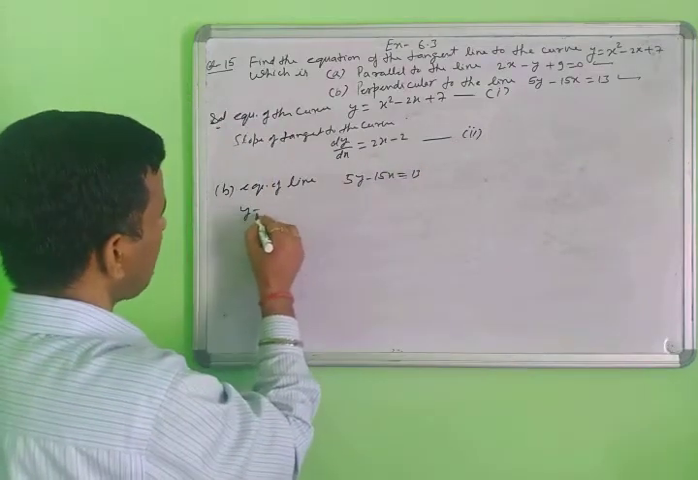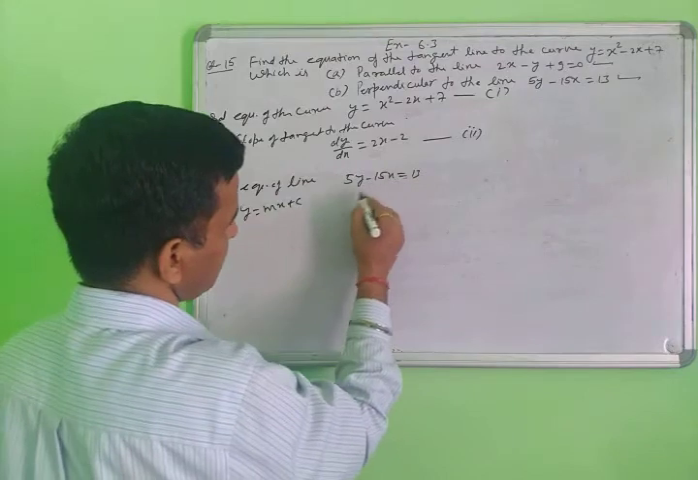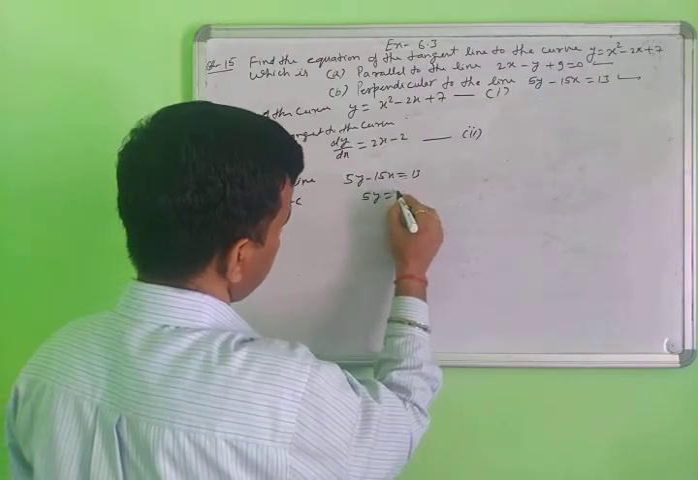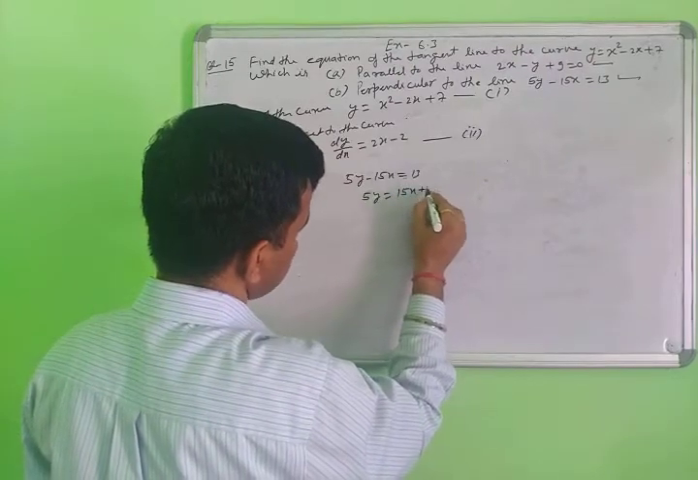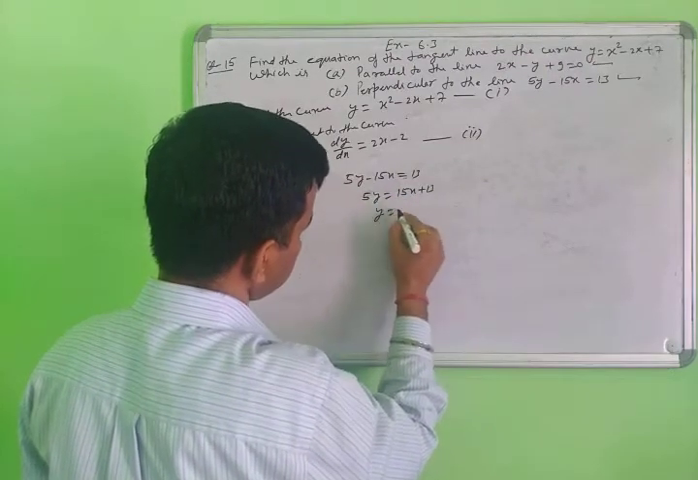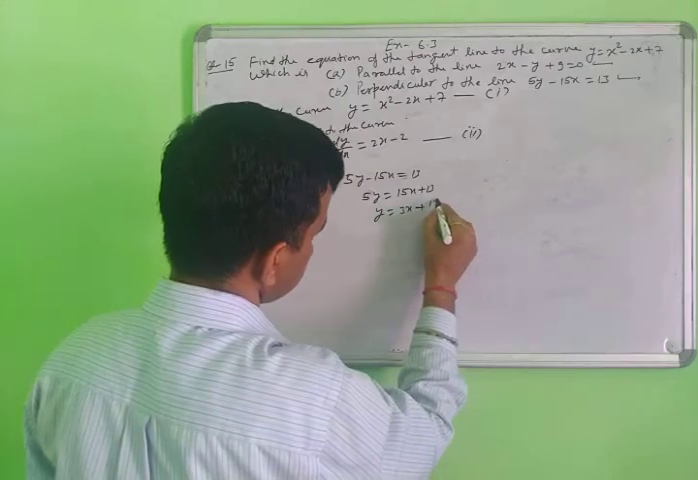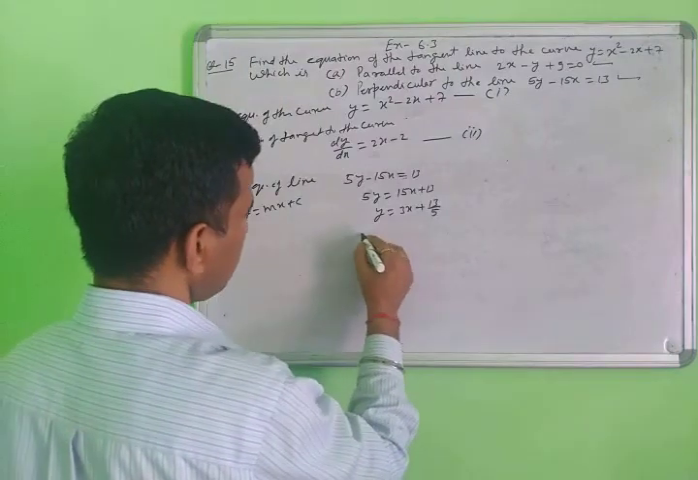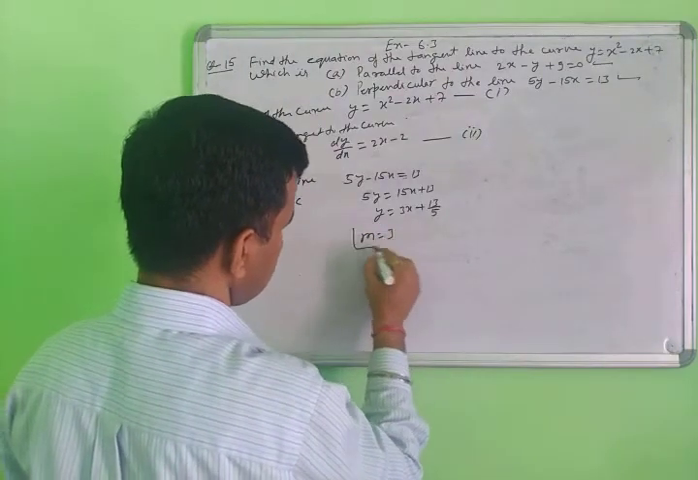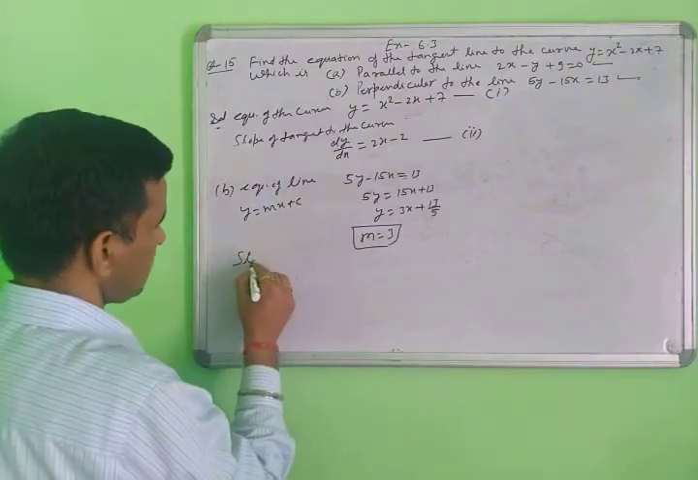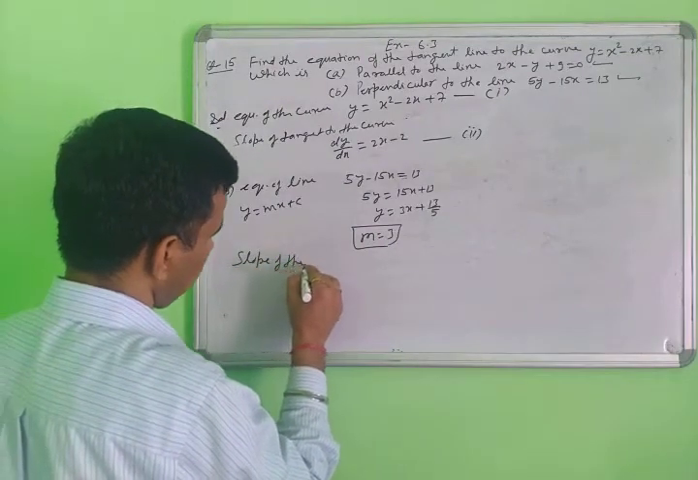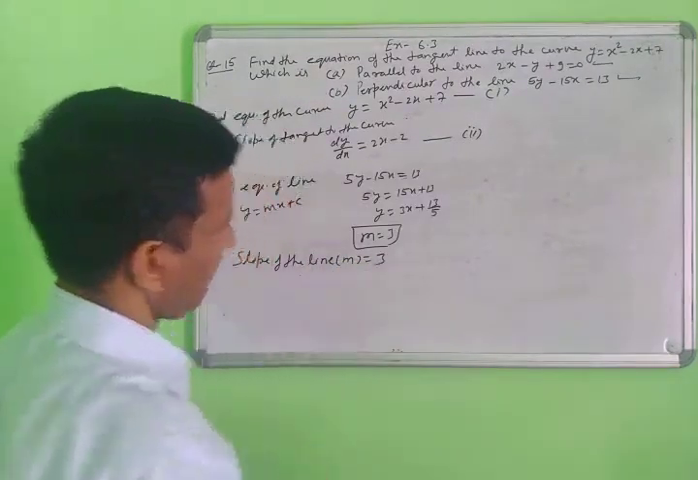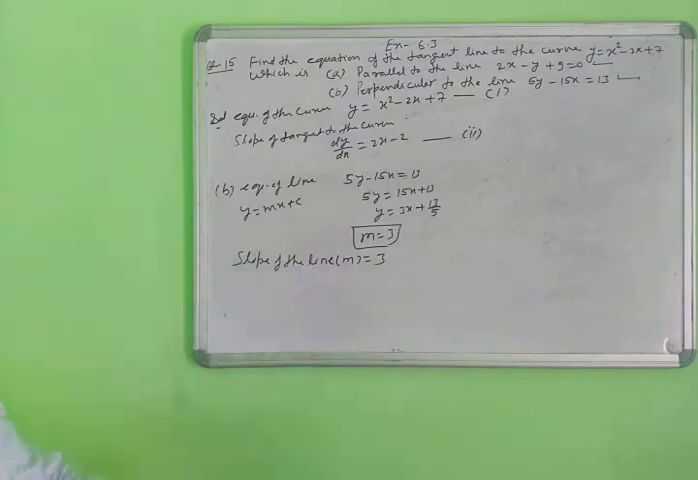Now comparing with y equals mx plus c, that means 5y equals 15x plus 13, or y equals 3x plus 13 upon 5. Equating, the value of m here is 3, meaning the slope of the line is m equal to 3.